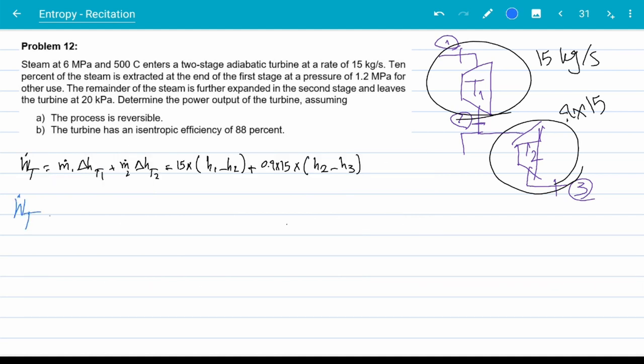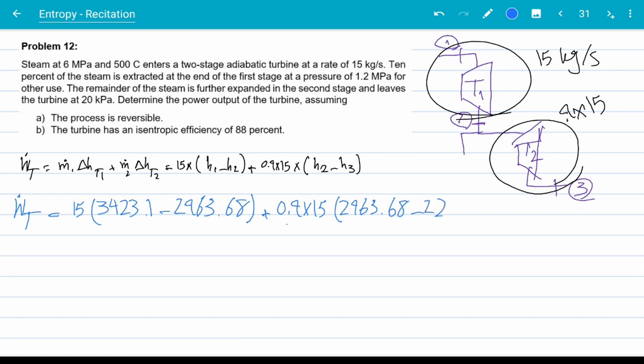Now let's plug in some numbers. So the power output of the turbine is 15 times H1, 3,423.1, minus H2, 2,963.68, plus 0.9 times 15 times H2, 2,963.68, minus H3, 2,267.517. Now do the math and you would get the power output of the turbine is 16,289.5 kilowatts, or about 16.3 megawatts.